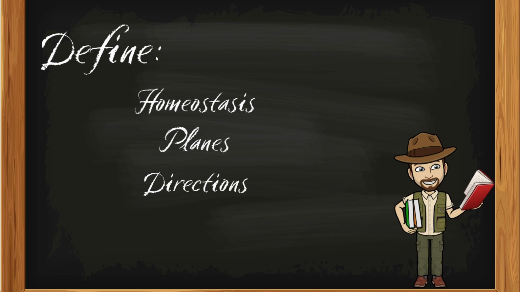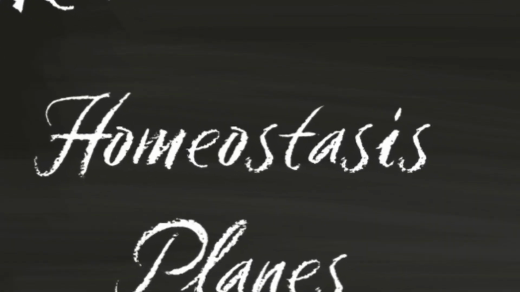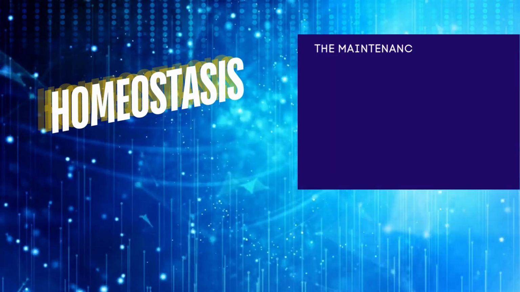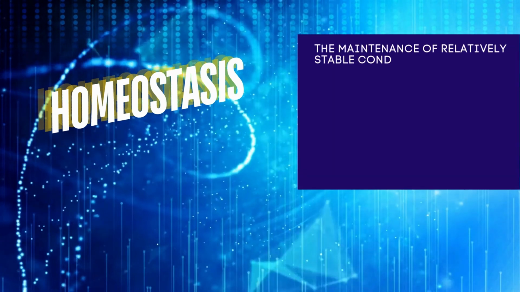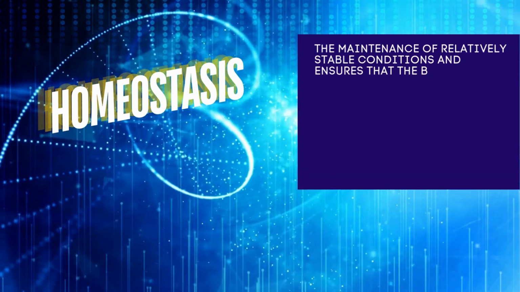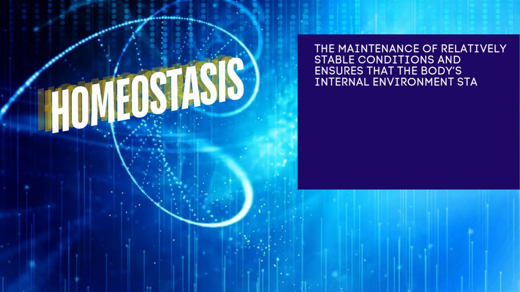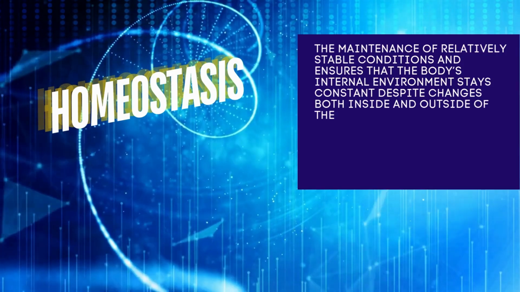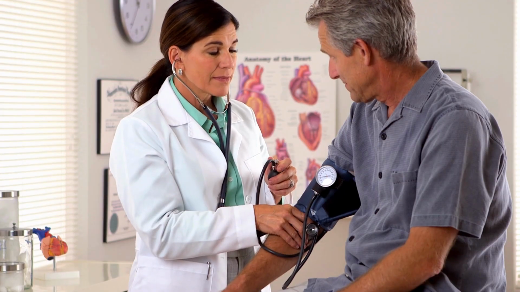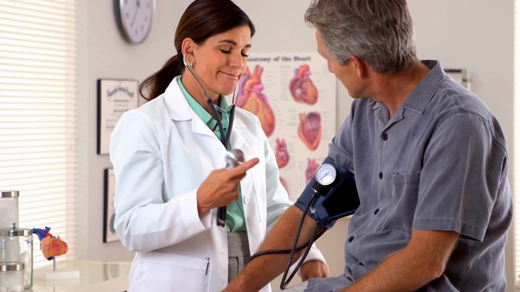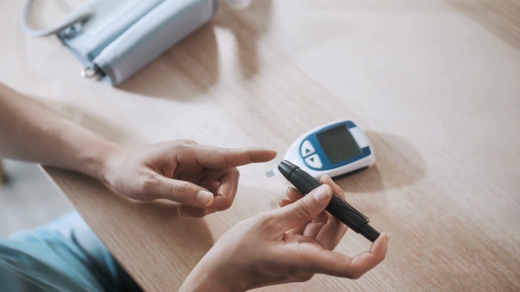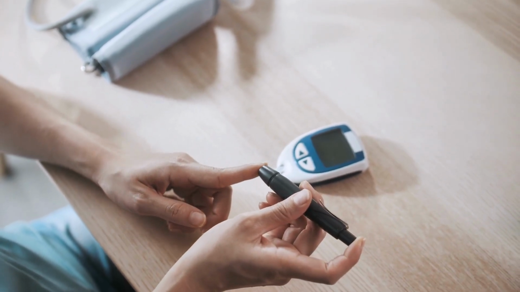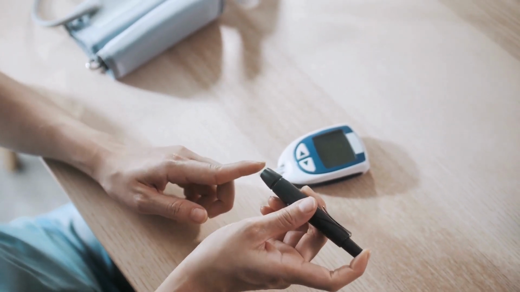And one that shows up a lot is homeostasis, which is the maintenance of a relatively stable condition that ensures that the body's internal environment stays constant despite changes both inside and outside of the body. Basically keeping you at a very stable state. Some examples of the things that need to stay constant are blood pressure, body temperature, blood sugar, along with many others. And sometimes those conditions change.